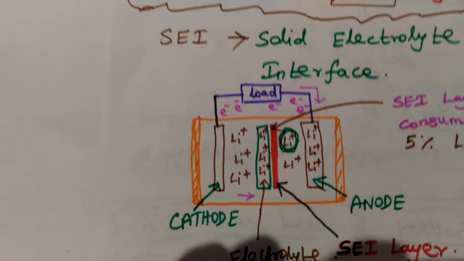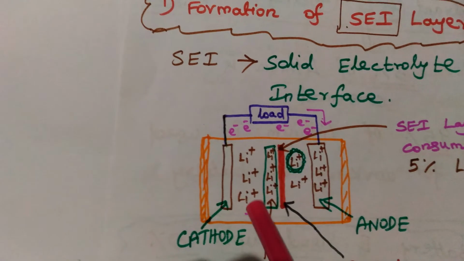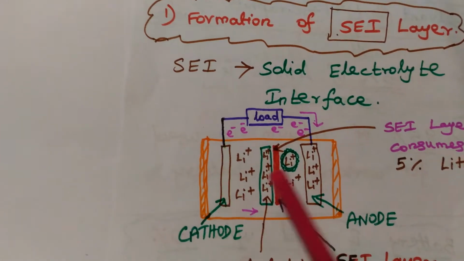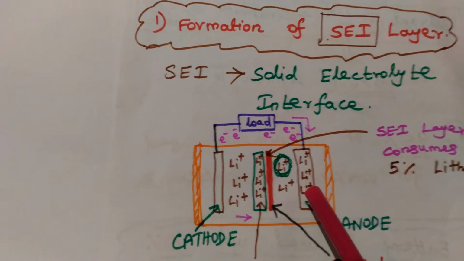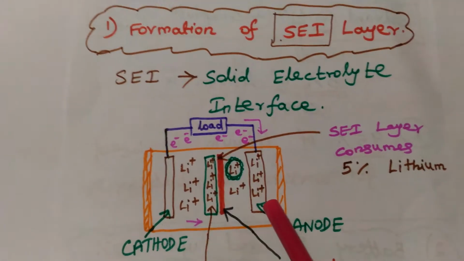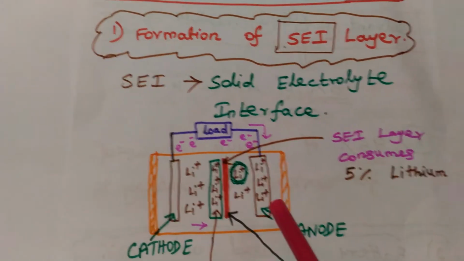So consider this is the battery, and here this is the cathode. It is made up of lithium cobalt oxide, and this is the anode. It is made up of graphite with lithium. In the last video I explained the working of a phone battery. I have given a link for that video in the description also. And now let us see.